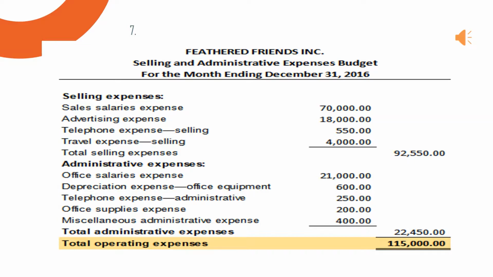For the administrative expense, we have office salaries expense of $21,000. Then we have depreciation expense for the office equipment of $600. Then we also have a telephone expense of $250, an office supplies expense of $200, and a miscellaneous administrative expense of $400. That would give us a total administrative expense of $22,450. And in total, of the selling and administrative expense, total operating expenses would amount to $115,000.